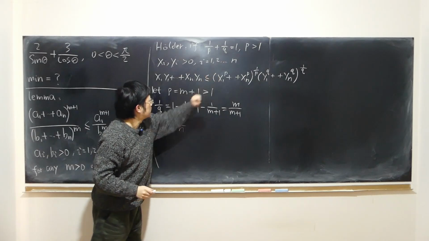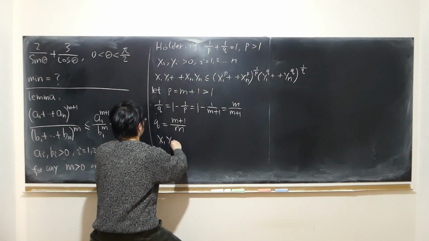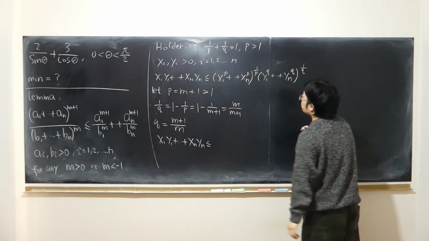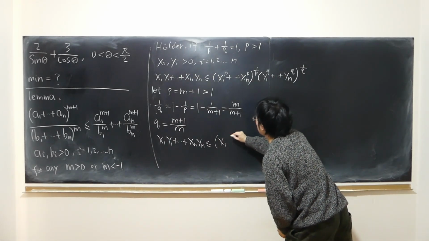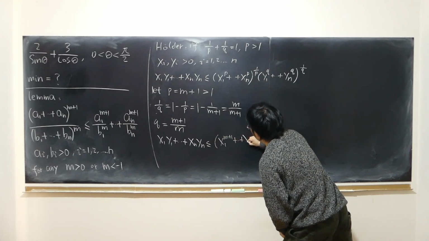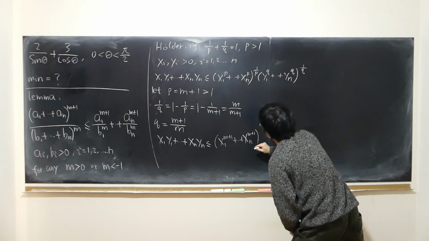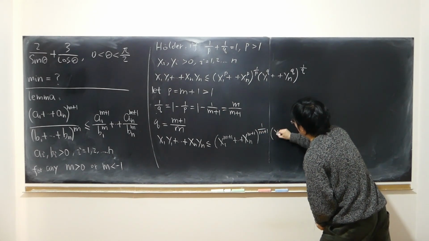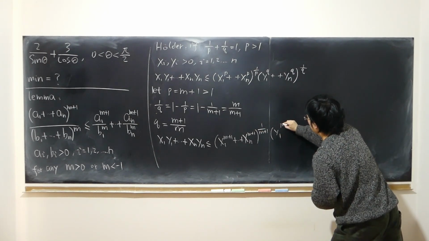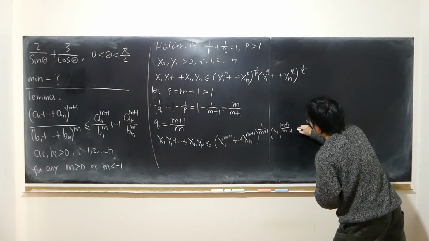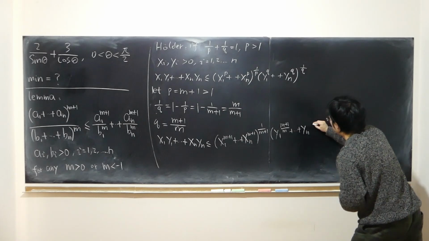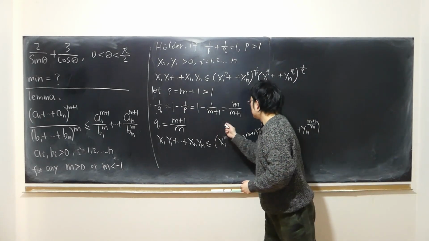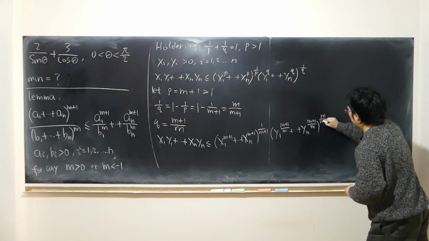Now I can rewrite this inequality. Therefore I have x1 y1 all the way xn yn no larger than x1 to the n plus 1 all the way xn to the n plus 1, to the power of 1 over p, that is 1 over n plus 1, times y1 to the q, like I said, n plus 1 over m, all the way yn to the n plus 1 over m, to the 1 over q. 1 over q is this bit, m over n plus 1.